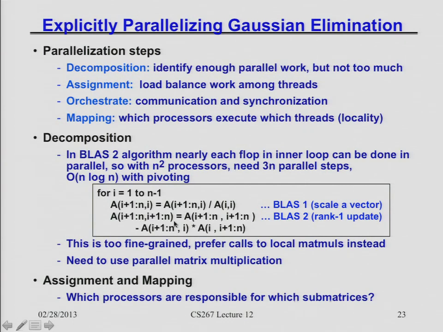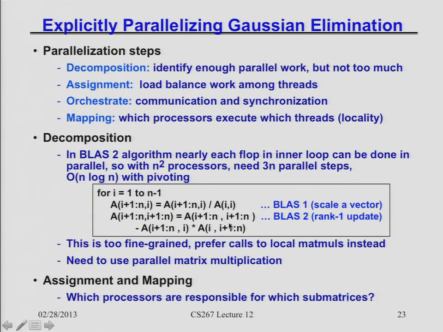What is this second line doing? It's taking this number times that number, that column entry times that row entry, and subtracting it from a matrix. That's like order n squared things I can do in parallel. They're all independent. And so if I had n squared processors, I would only need 3n parallel steps to run the algorithm. But that's too much parallelism. I can't afford to assign one multiply and one add per processor, so I need to block it in some way. This is too fine-grained.